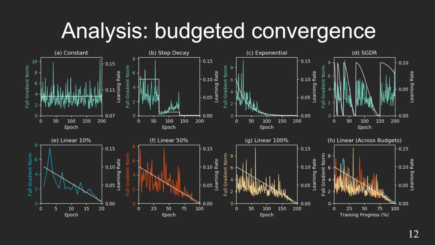We also did some analysis on what the desired properties are for budget-aware schedules. We found one of them is budget convergence, a phenomenon that as the learning rate vanishes for budget-aware schedules, so does the gradient magnitude.